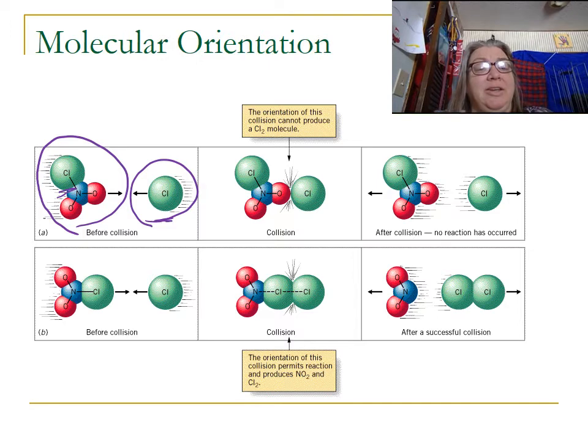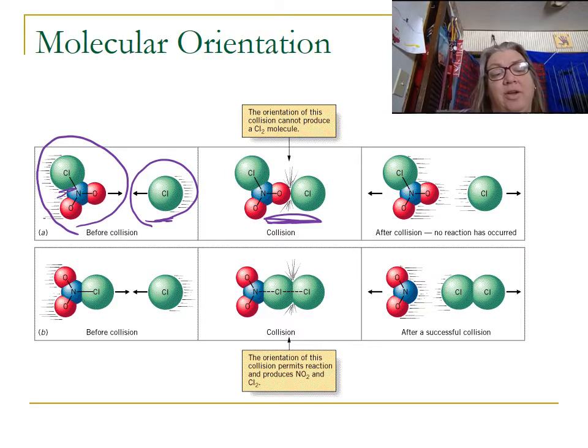So if they happen to collide, like in this top example where the oxygen and the chlorine collide, that's not going to do anything because they're not attracted to one another. So they bounce off of each other, and that's called an ineffective collision. It's not effective. Nothing happens.